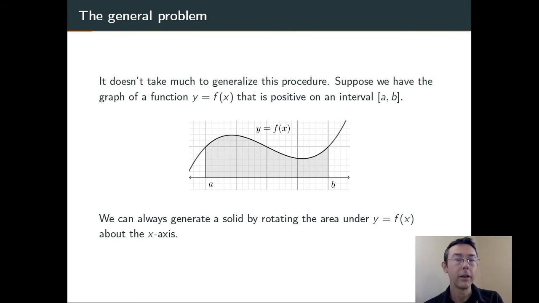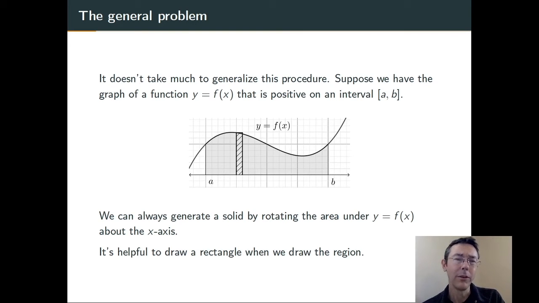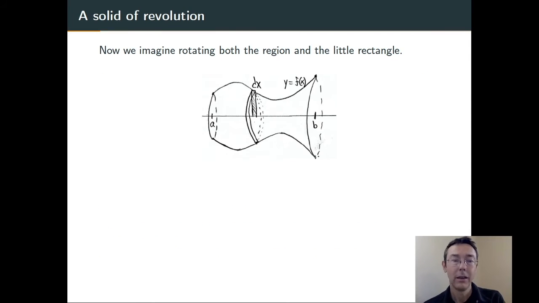Let's talk about this in slightly more general terms. So we can have kind of any function, y equals f of x, that's above the x-axis on some interval a comma b. Whatever that graph might be, we can rotate it around the x-axis to get a solid of revolution. I think it's helpful to draw in a rectangle before we do the rotation. Then when we are imagining the solid, we can also imagine one of the disks, like so. After doing a few of these problems, by the way, you get pretty good at drawing pictures like this.